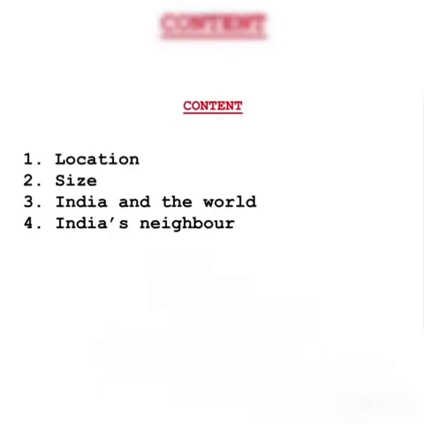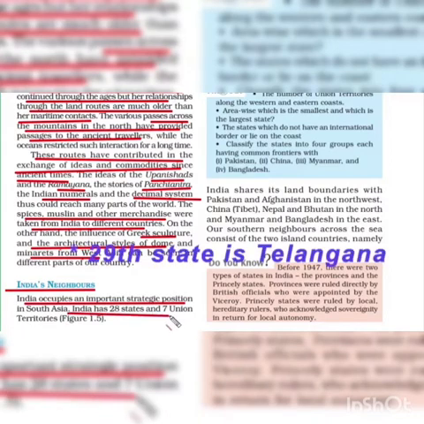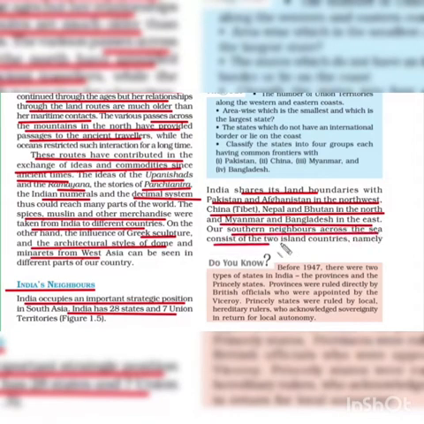And the last topic is India's neighbors. As we read in the earlier paragraph, India has an important strategic position in South Asia. We know that India has 29 states and 7 union territories, and we share our land boundaries with Pakistan, Afghanistan, which is in northwest, China, including Tibet. Those of you who think that Tibet is part of India, no, it is part of China. Nepal and Bhutan in the north, Myanmar and Bangladesh in the east, and our southern neighbors across the sea consist of 2 island countries, namely Sri Lanka and Maldives.